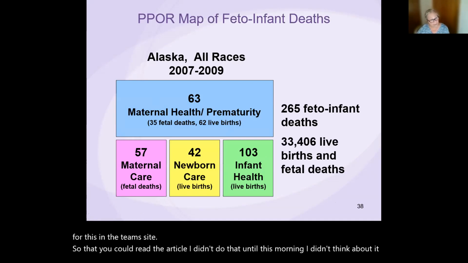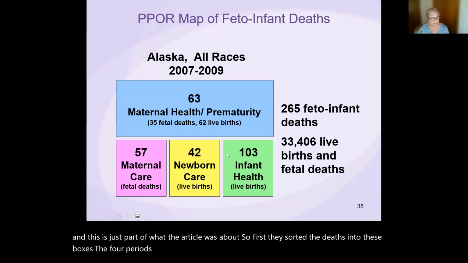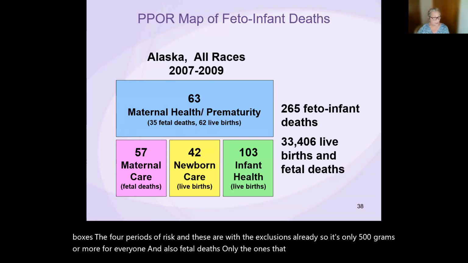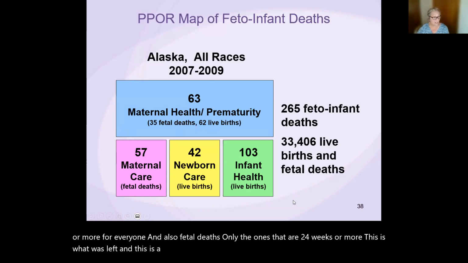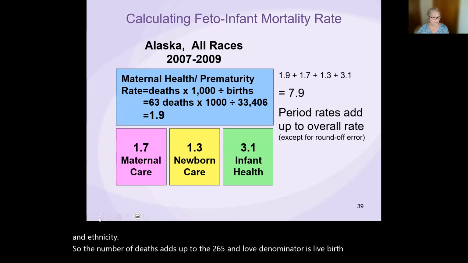And this is just part of what the article was about. So first they sorted the deaths into these boxes, the 4 periods of risk, and these are with the exclusions already. So it's only 500 grams or more for everyone. And also fetal deaths, only the ones that are 24 weeks or more. This is what was left. And this is a statewide analysis, but they did divide it up by race and ethnicity. So the number of deaths adds up to the 265, and the denominator is live births and fetal deaths.